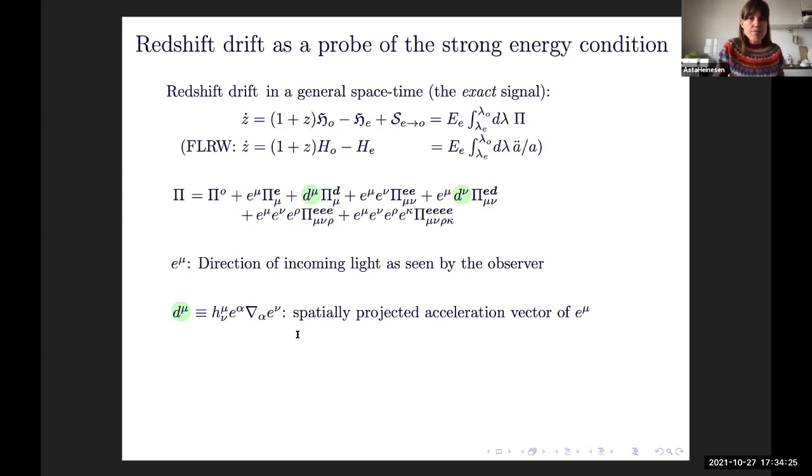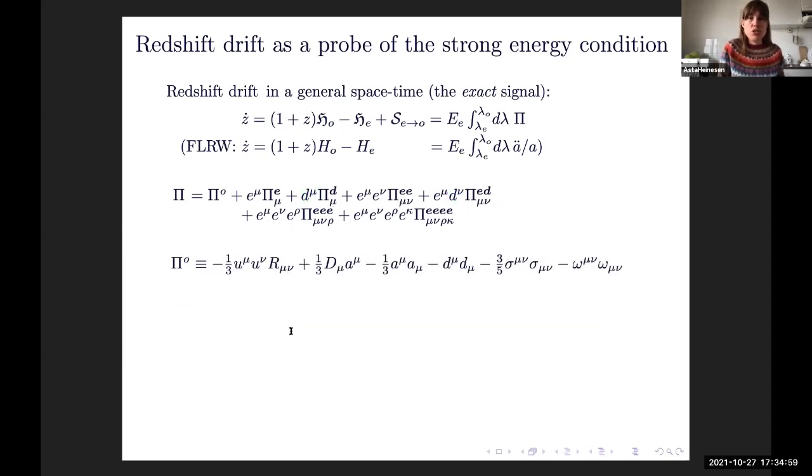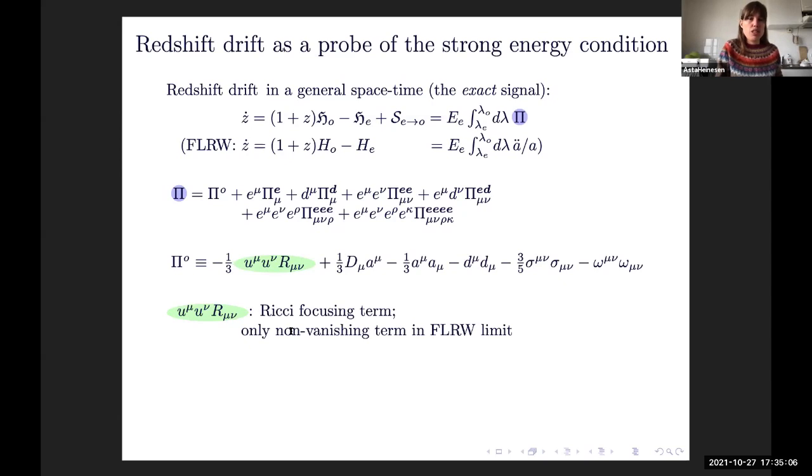This complicates the analysis a bit, but otherwise the spirit is much the same as was the case for luminosity distance. And the multipoles that go into this series expansion are again coefficients that tell us something about the local kinematics of space and curvature invariants. We can look at the monopolar contribution here, and which terms go into this. We have a Ricci focusing term, which tells us how observers in the spacetime are converging under the forces of gravity. This is the only non-vanishing term in the strict FLRW limit.